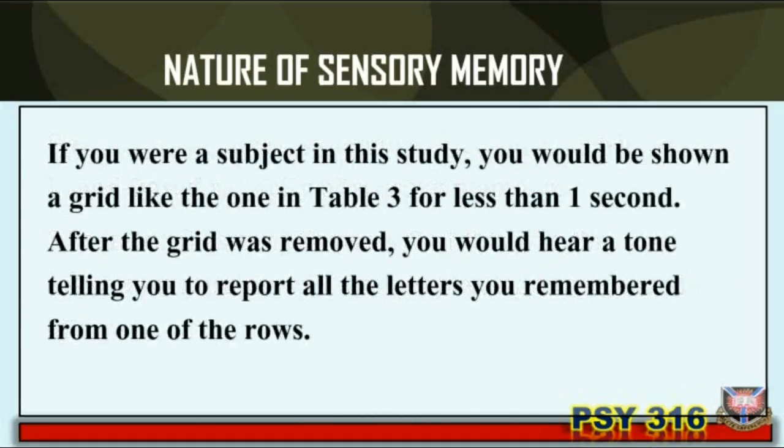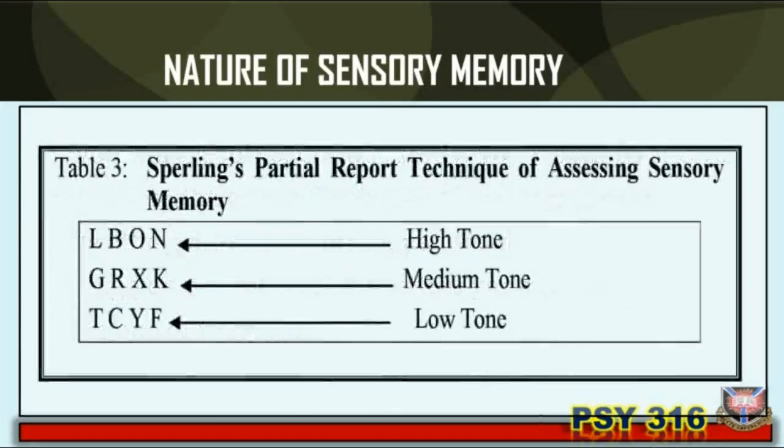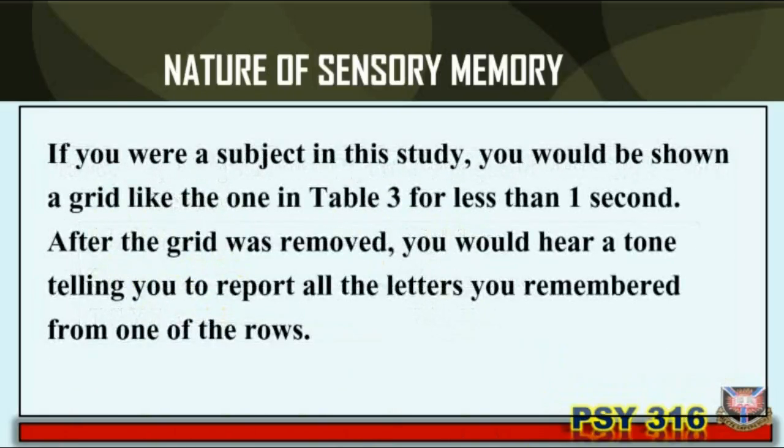If you were a subject in this study, you would be shown a grid like the one in Table 3 for less than a second. After the grid was removed, you would hear a tone telling you to report all letters you remembered from one of the rows. A high-pitched tone would mean the top row, a medium tone the middle row, and a low tone the bottom row. No matter which tone you heard, you would probably report 3 letters in any row, since you didn't know in advance which row you would be asked about. You must have remembered about 3 letters from each row, or 9 letters, about twice the earlier estimate of what people can absorb into sensory memory.